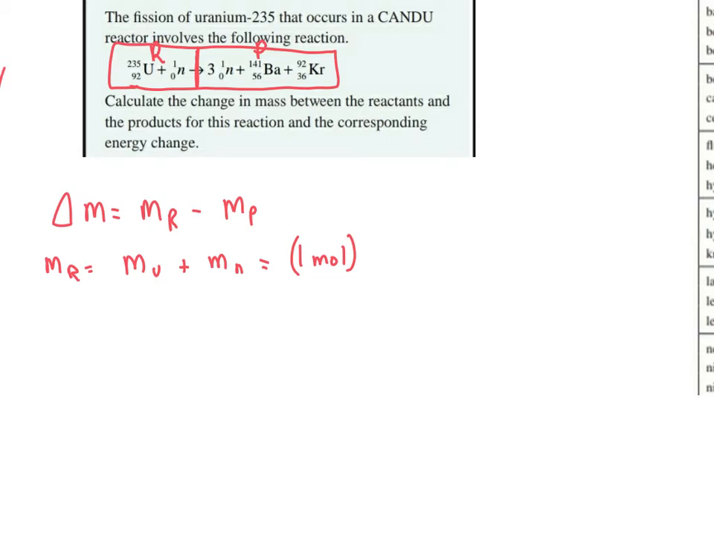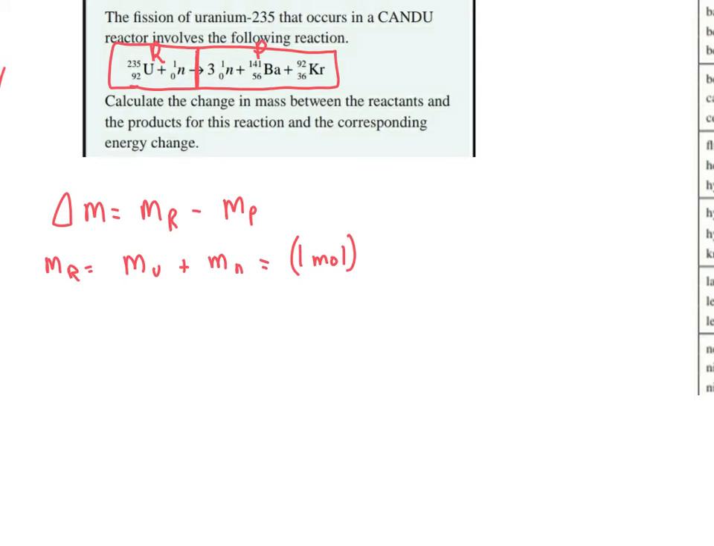So the coefficient in front of this uranium right here is a 1. The coefficient in front of this neutron right here is a 1. The coefficient in front of this neutron here is a 3. And so that's really important to realize. Coefficient here of 1 in front of this barium-141, and then a coefficient of 1 in front of that krypton-92 as well. So we're always going to include the mole in this. And you notice that in the units even. The units don't make sense unless you include this.